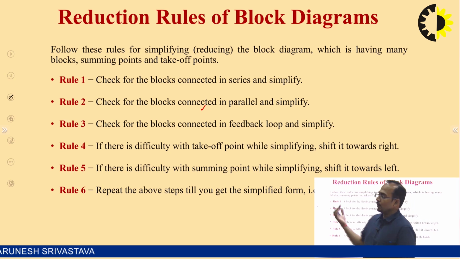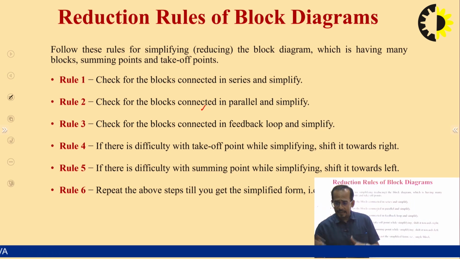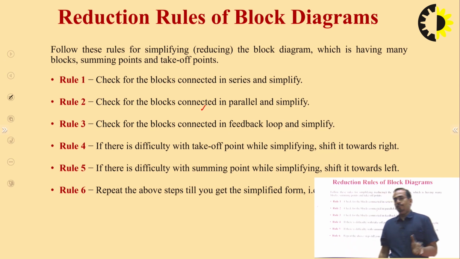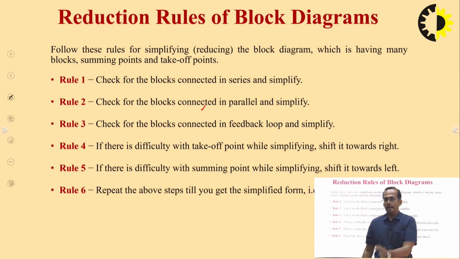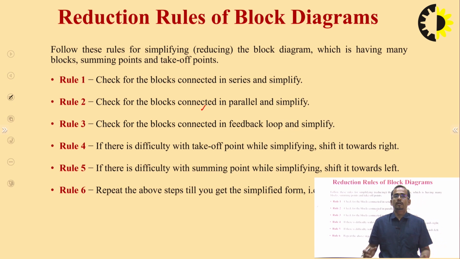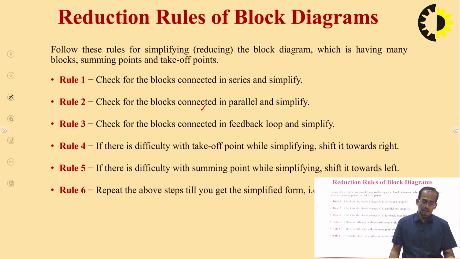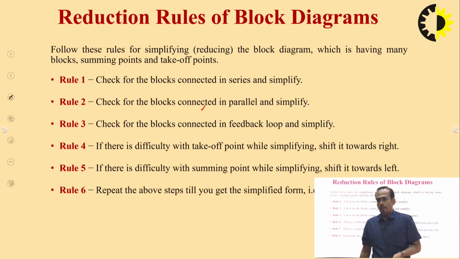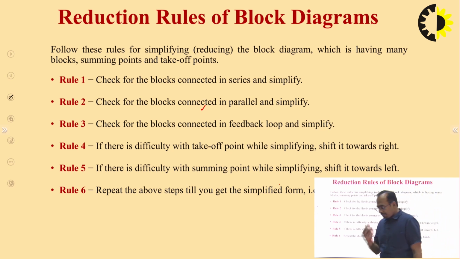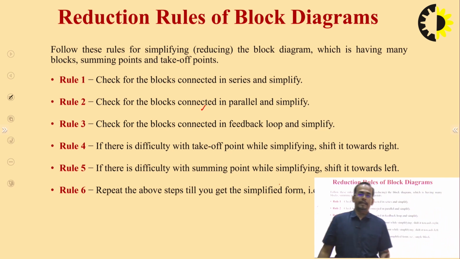Towards the right means you are trying to simplify the block diagram into the standard closed loop form of the system. And the fifth rule says that if there is a difficulty with the summing point while simplifying, shift the summing point to the left side.